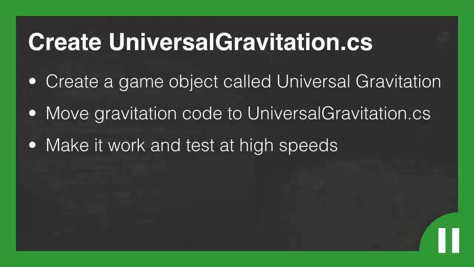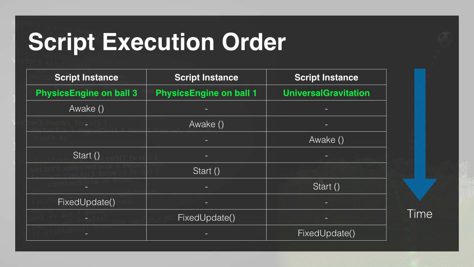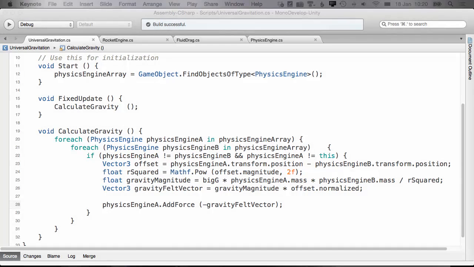I'm going to leave the objectives for the lesson up as a summary. Actually, I'll leave this up for you. This reminds you that things not only happen in the order awake, start, fixed update, but this is how they happen across different script instances. So now we've got universal gravitation's fixed update running first, and then all of the script physics engines get run. So we add all the forces to the physics engines list before the physics engine goes and sums them together and makes them work. Okay, hope that makes sense, and I'll see you soon.